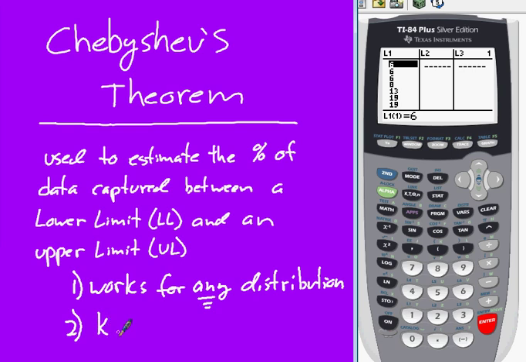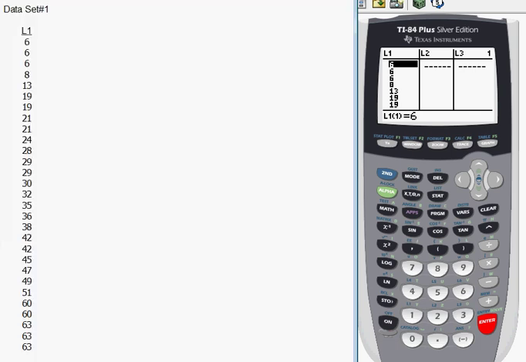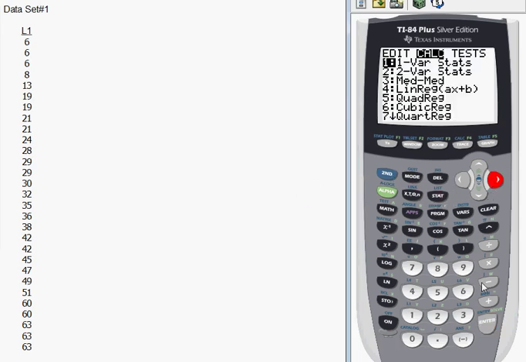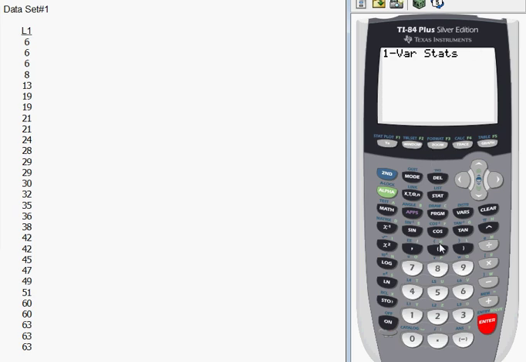We're going to be dealing with a variable k, and k must be greater than 1. If k is less than 1, it simply won't work. So the question is, what's k? If we look at our data, we can calculate our mean and our standard deviation. And we can do that using our calculator. We can just do our 1-Var Stats. And here's our mean of 34.33, standard deviation of 17.71.